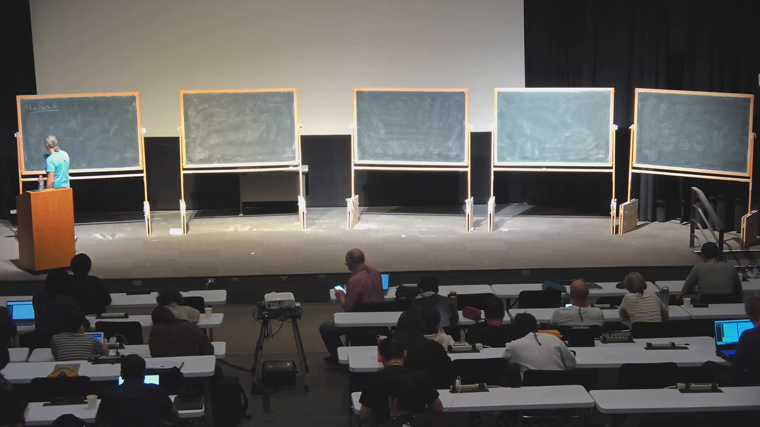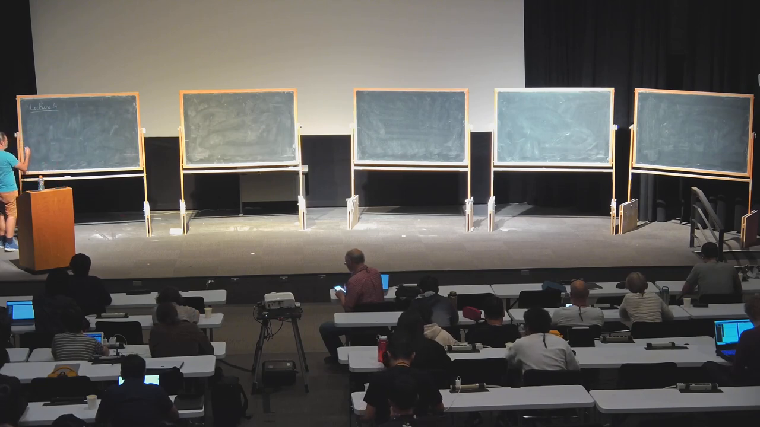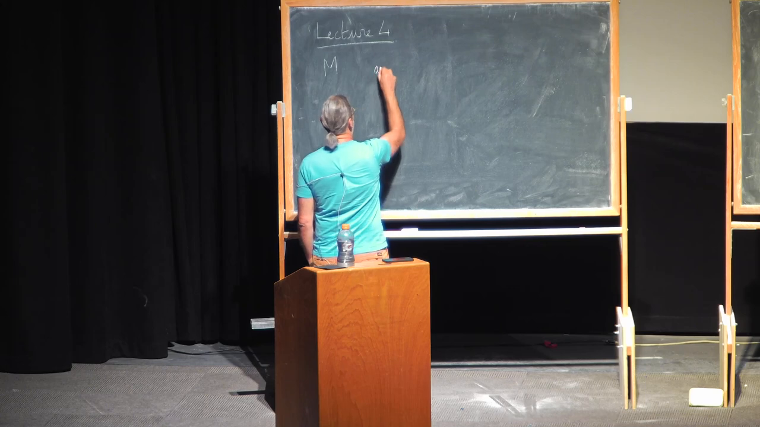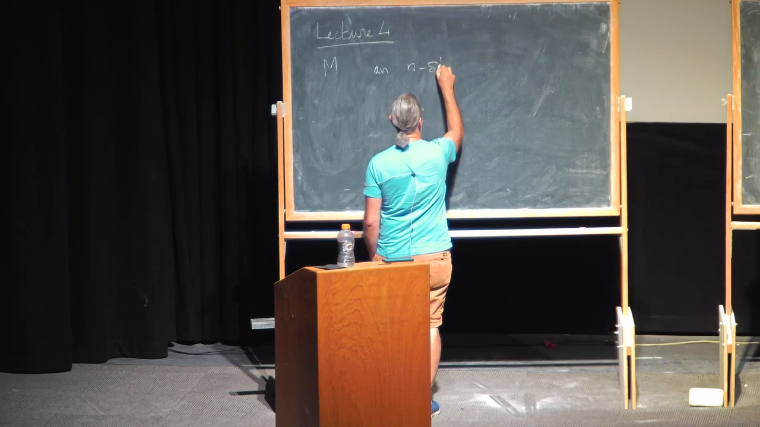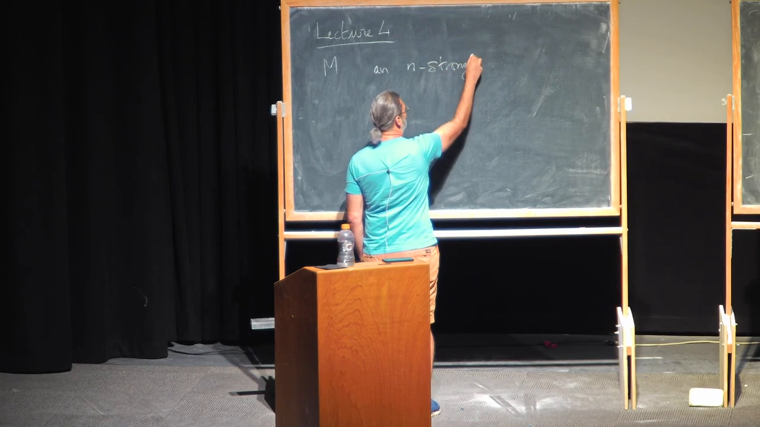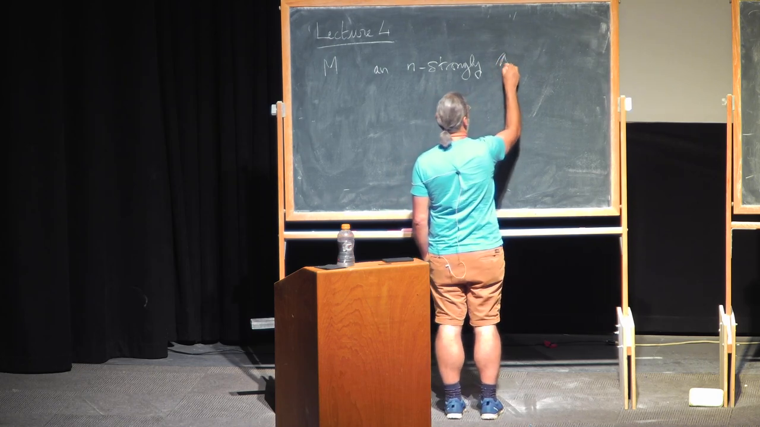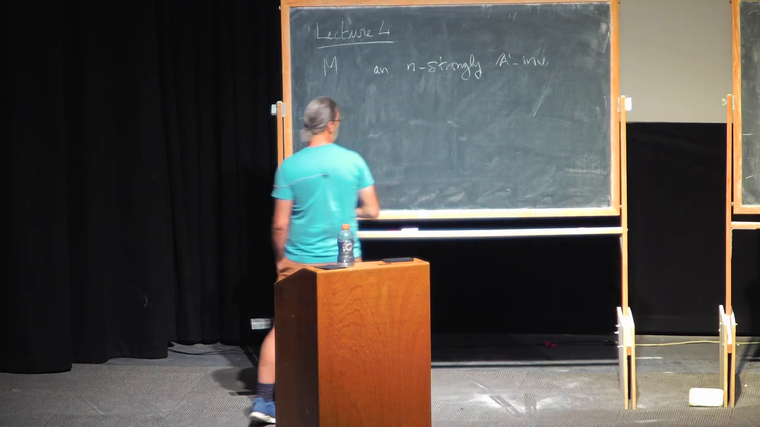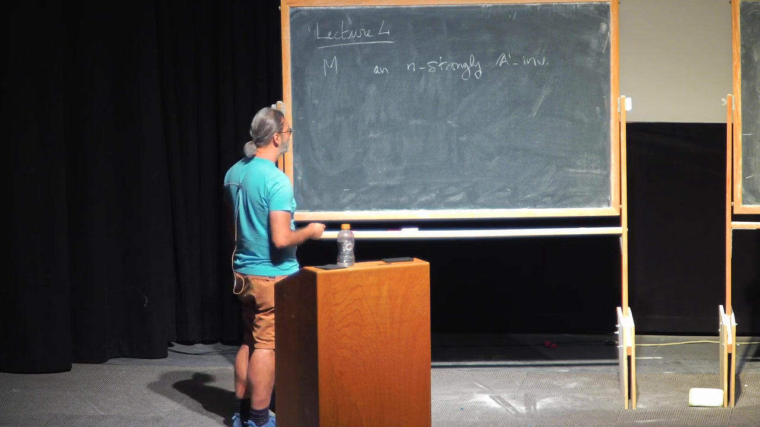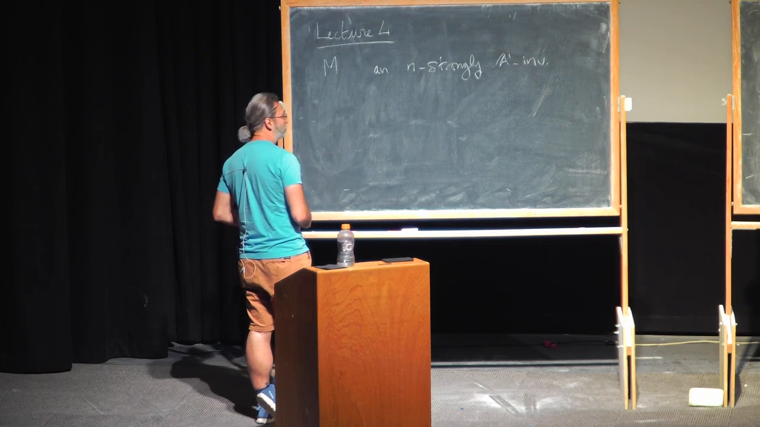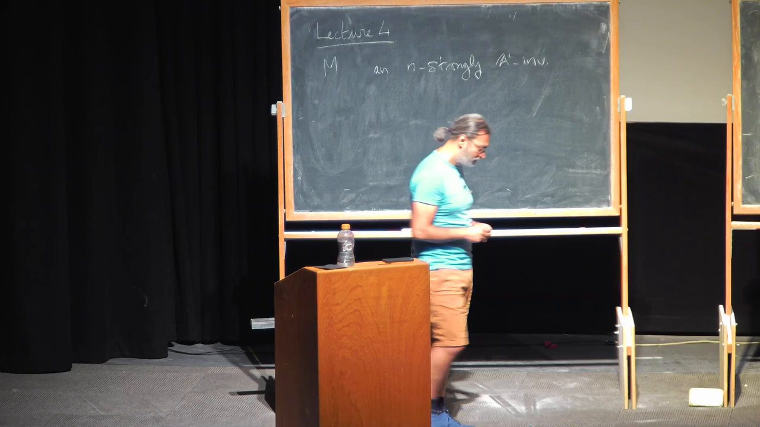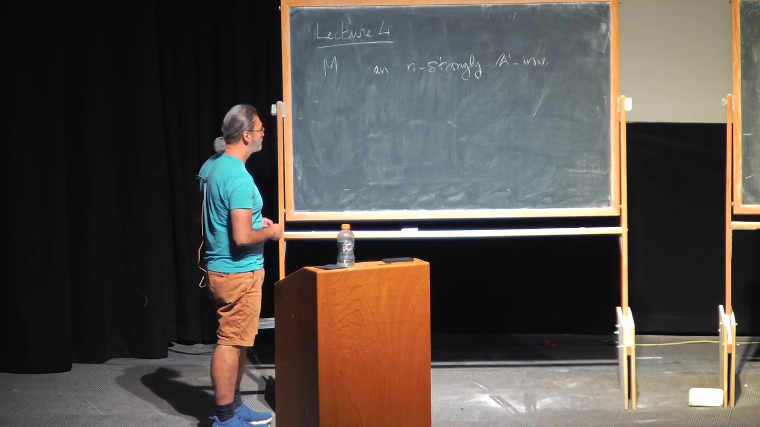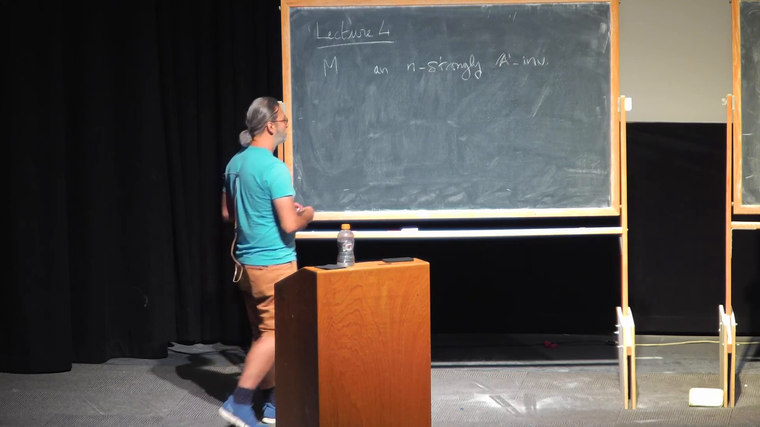So maybe first let me remind you the setting. We had M an N strongly A1-invariant sheaf, and we were trying to show that it is actually N plus 1 strongly invariant. And so the main thing that I explained yesterday was the following fact.